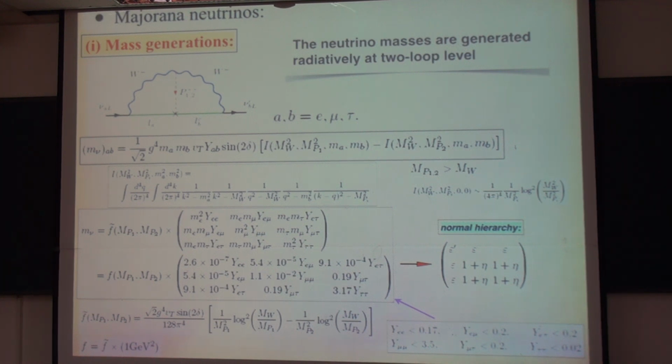So if the experiment finds inverted hierarchy, this model will be wrong. Currently, it says normal hierarchy is preferred. Who knows what happens in the future?